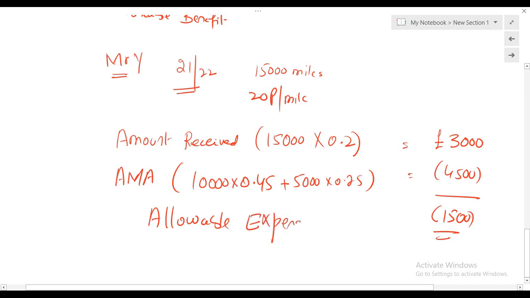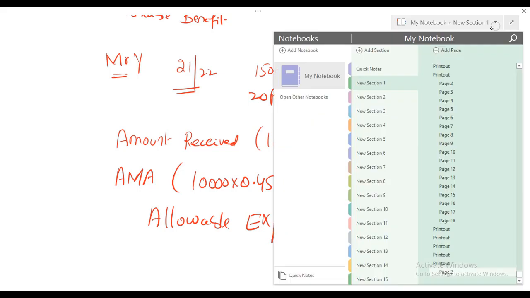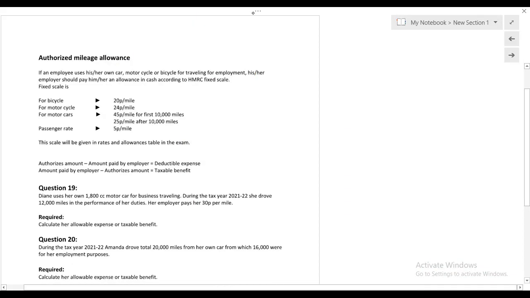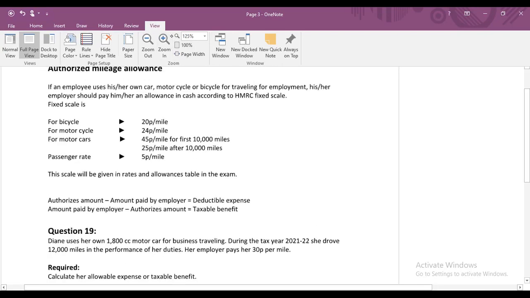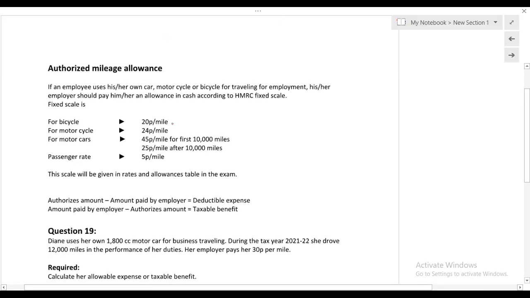This allowable expense will be deducted from the employment income of Mr. Y. So now I strongly believe that you have understood the concept of authorized mileage allowance. These are the limits which will be given to you in the exam as well. I've never seen a question on bicycle or motorcycle. Normally this comes.